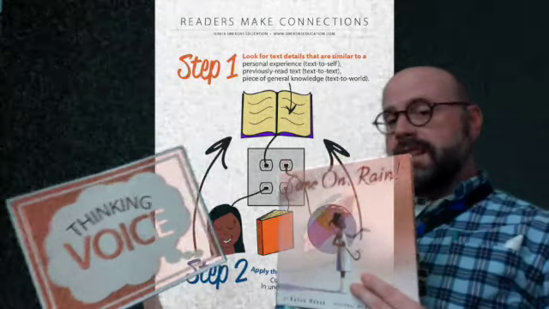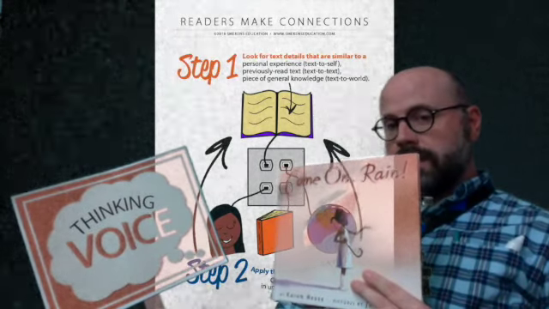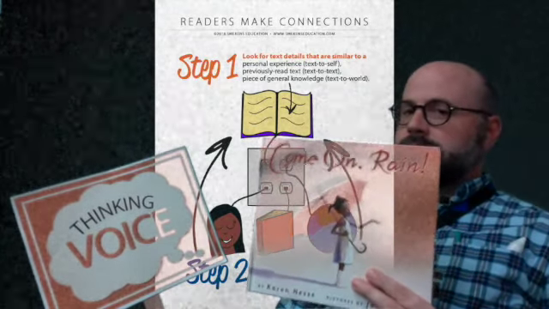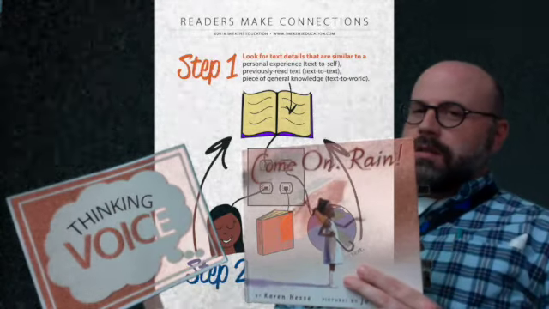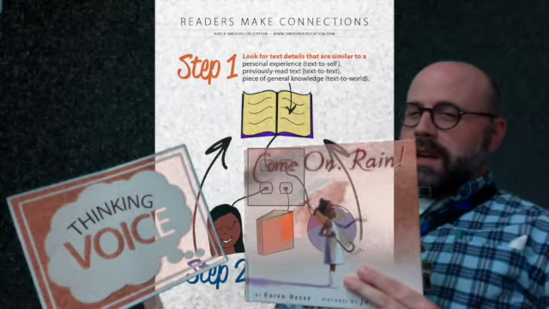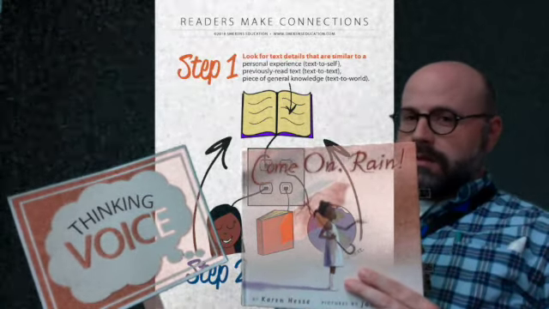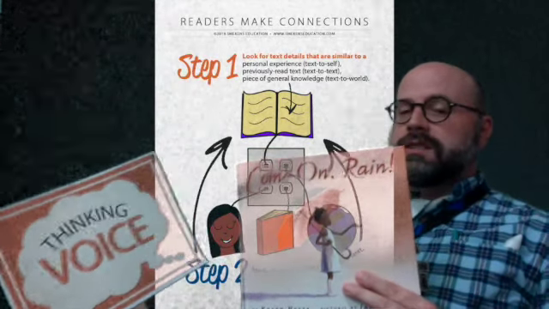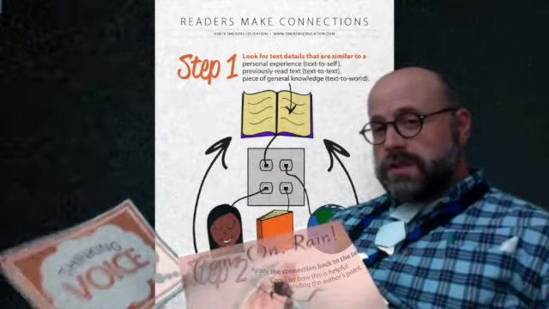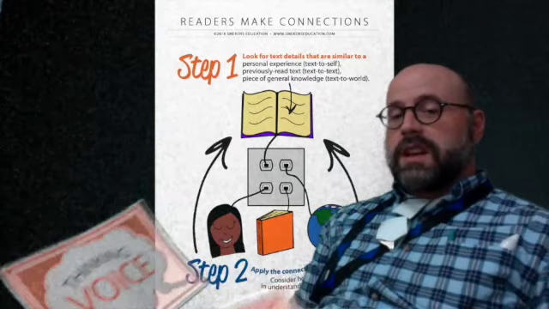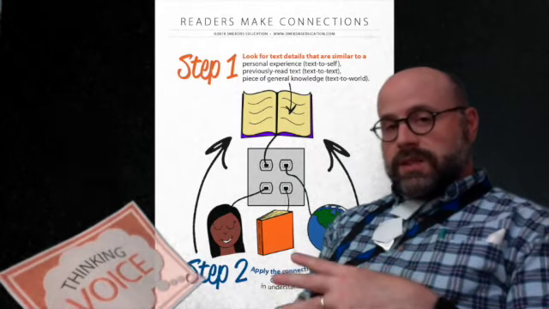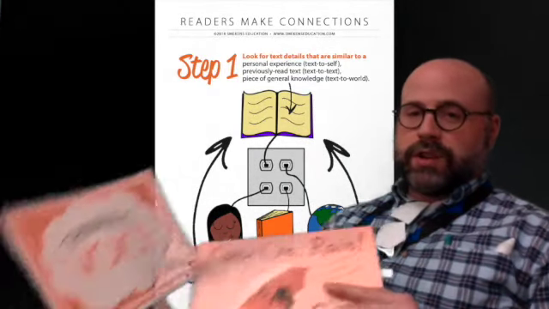The main idea of this story might be a little harder to think about. What is the main idea of Come On Rain? Remember, main idea is just a short, maybe one or two sentences, like a summary, but not as many details put in there. So what can I say about this book?